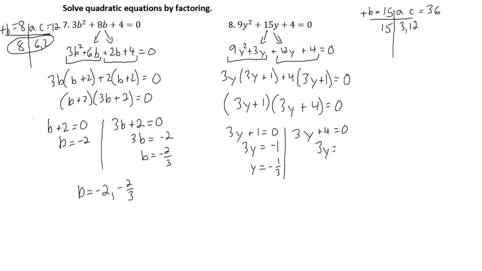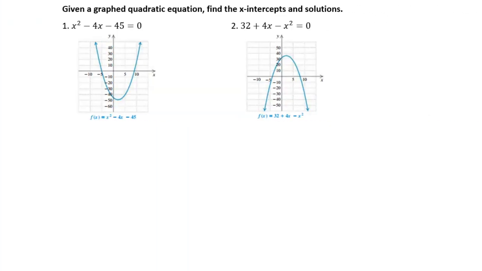Subtract 4, and we get 3y equals negative 4. Divide by 3, and we get y equals negative 4/3. And so then we have y equals negative 4/3 and negative 1/3 as my solution. All right, let's look at some more examples.